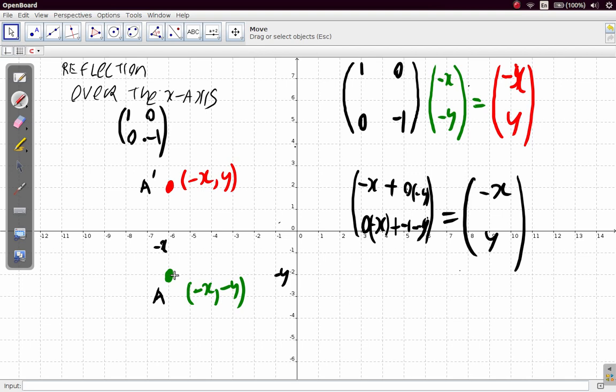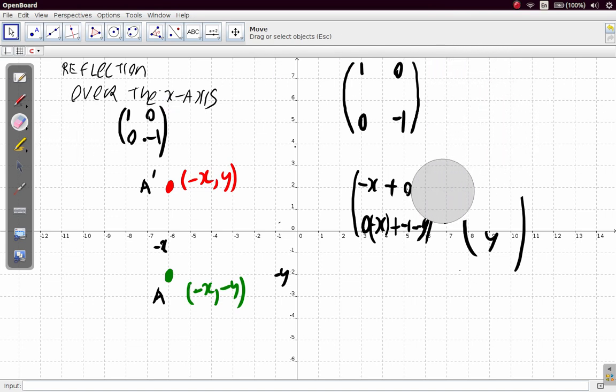So the green is reflected up to the red. Now let's reflect the red down to the green and see how this part would work out. What we have is the red point reflected over to the green point.